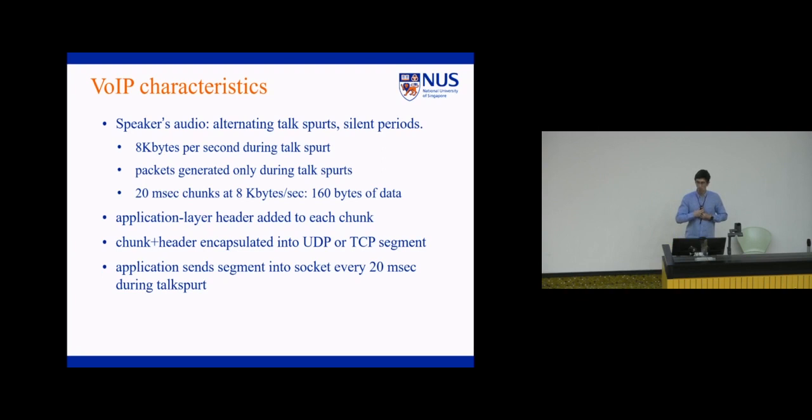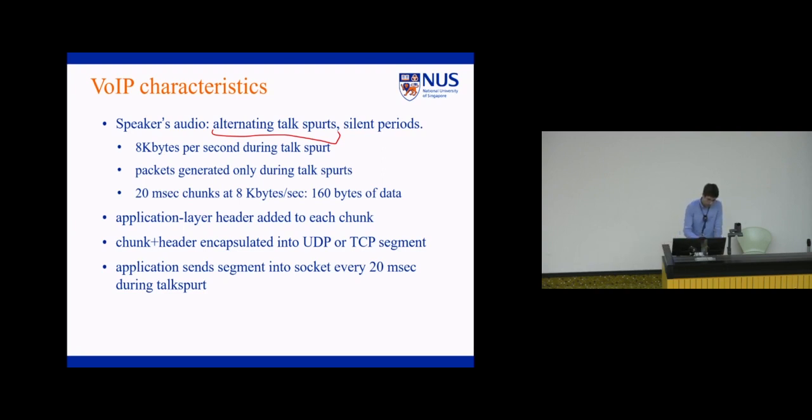So to keep the discussion relatable, let's talk about a specific voice over IP example and see the challenges of voice over IP here. So let's say two people want to talk and establish a voice over IP session. Well, the speaker's audio here will be alternating talk spurts, meaning that I talk for a second, and then I pause, and then I talk for a few more seconds. Nobody goes like, blah, endlessly, right? There are some silent periods. And we can exploit these silent periods, as we shall see later on.